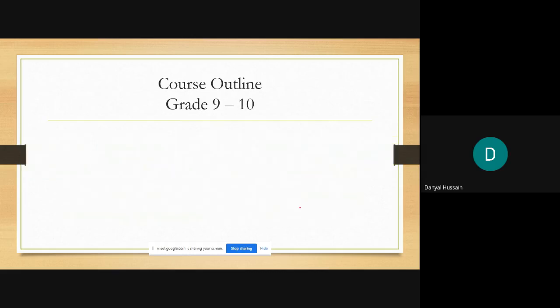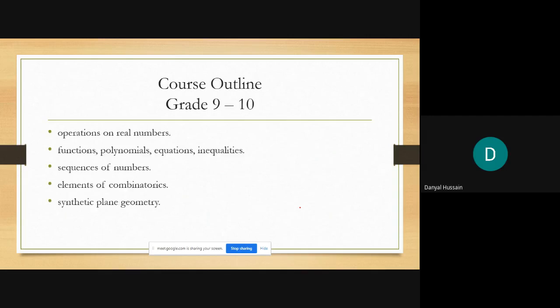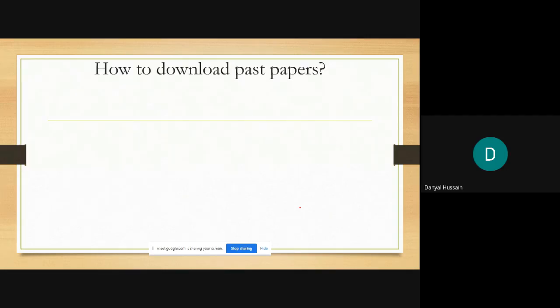So right now here there is no grade 9, 10 students. So these are the topics of grade 9, 10 students. Now the question is how to download the past papers.